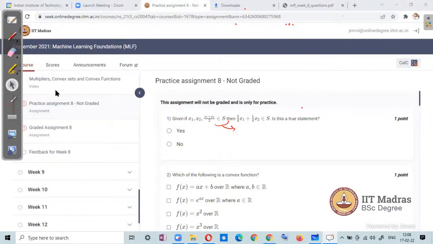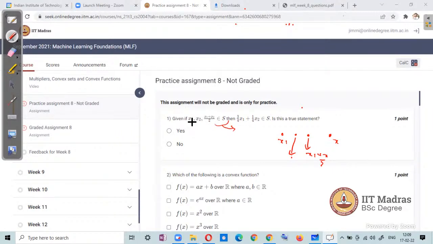Yes, sir. So this question should be framed in such a manner that if for all x1, x2 such that x1 plus x2 belongs to S, then in that case this statement would be true. Because here is your x1, here is your x2, so it is exactly a midpoint of x1 and x2, and this one is nothing but the midpoint of these two points. If you solve, you will see that. But the question is not clearly saying this, so that's why this question has become kind of ambiguous.